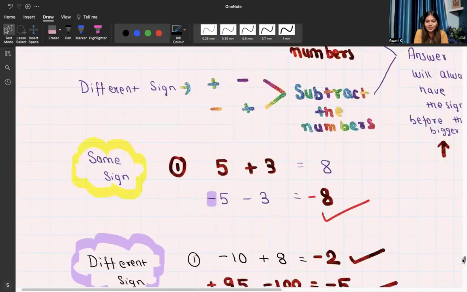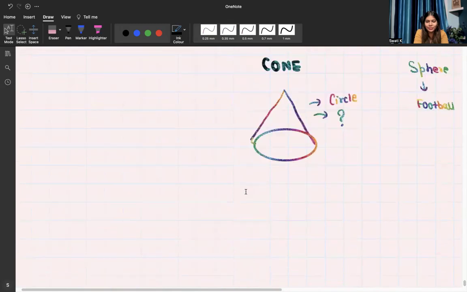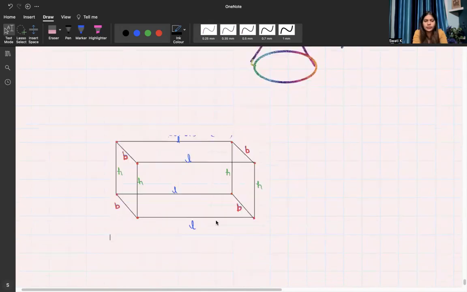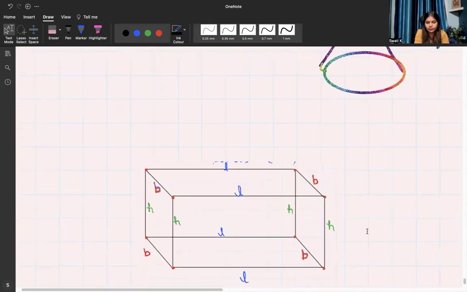Now I'll be, oh, all right. Okay. So these are my previous things. I did not realize that. Anyway. Yeah. So this is the rectangle, right? I mean cuboid.